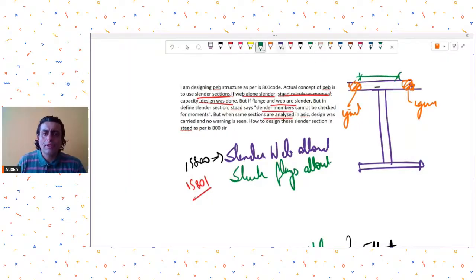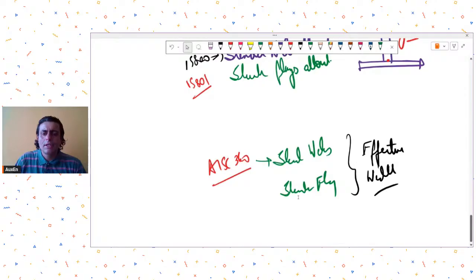Similarly, if you have a slender web, how does AISC 360 deal with it? This portion is ignored. The mid portion, where it is sort of unattached because the attachment was happening over here and here, will be ignored, and then the calculations will be done for the remaining width. So this is how AISC 360 deals with the slenderness issues. This is the same concept of effective width.